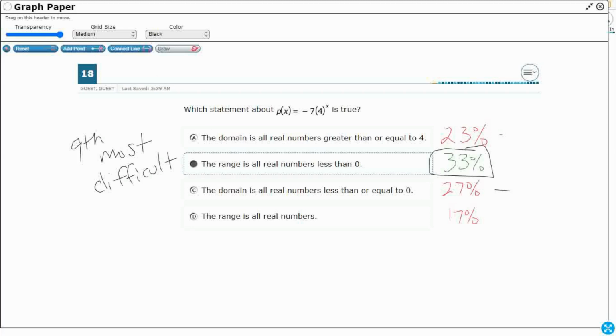So this is almost a pure guessing one, in which students are guessing. I'm sure some of the students that got B correct were also just guessing, though there were a few students that were actually able to work it out.